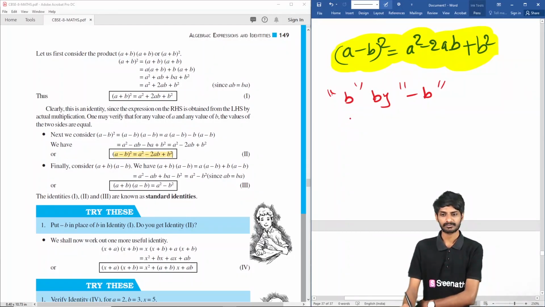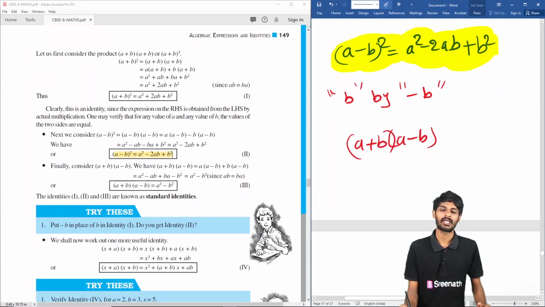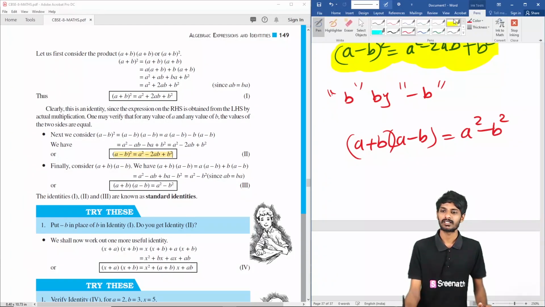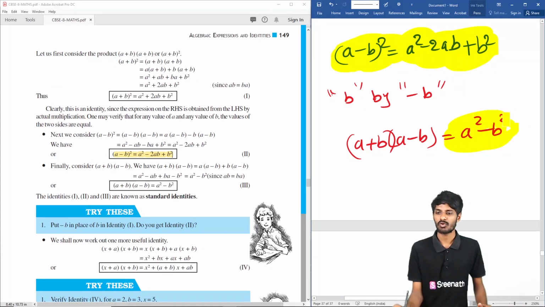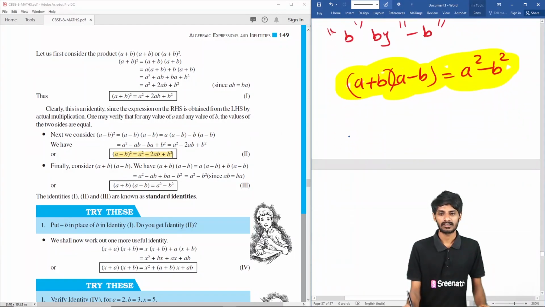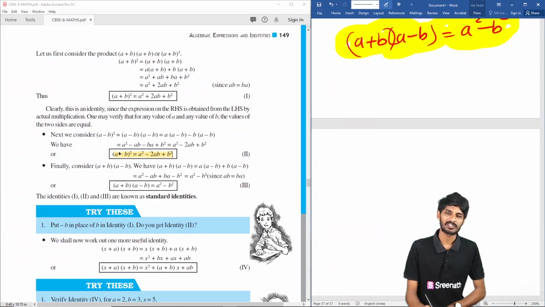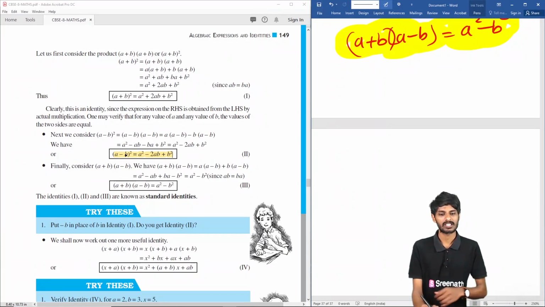Okay, students. And one more identity we have is (a plus b) into (a minus b). If you multiply a plus b with a minus b, then you will get a square minus b square. It is another famous, interesting and important identity, a standard identity. Now how do we get this? (a minus b) whole square you will get simply by multiplying (a minus b) into (a minus b), or simply by replacing b with minus b, students.